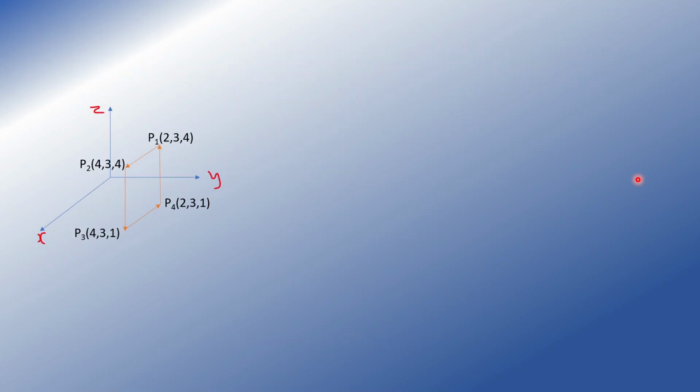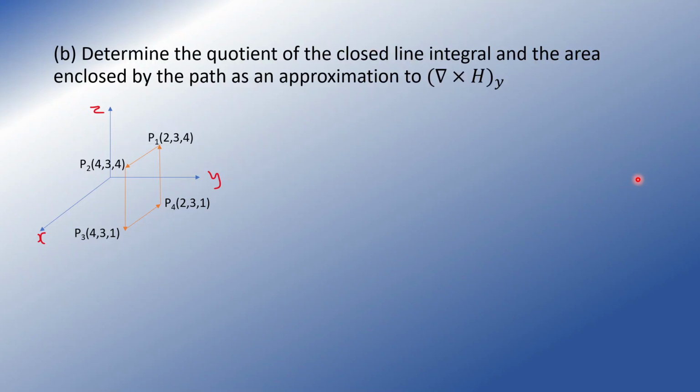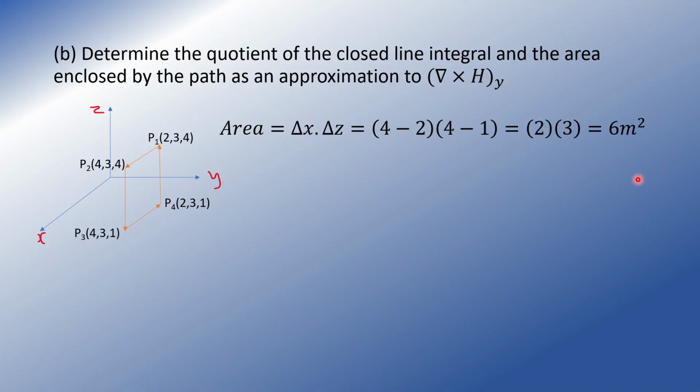So moving to the part B, I have retained the coordinates and now we will evaluate curl of H, its y component, as an approximation and we will find the quotient. So for this we need the area. Now we see that this is x direction, this is z direction, x and z, we have to find the area. We just know the points.